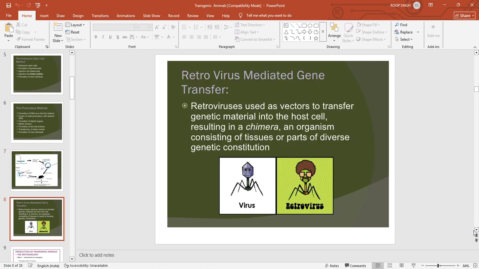Another method is retrovirus mediated gene transfer. It is used as a vector to transfer genetic material to the host cells, resulting in chimeras, an organism consisting of tissues or parts of diverse genetic constitution. So this is another method, but the first two methods are the commonly used methods. But this retrovirus also can be used for generating transgenic animals.